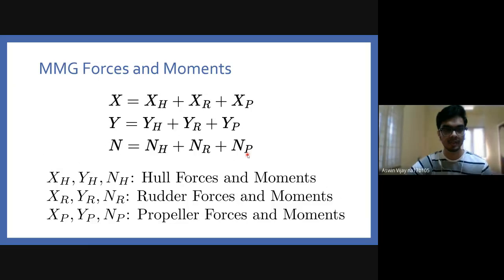Okay, so let's move on to the forces and moments. So in the MMG model, the forces and moments are divided into the hull forces and moments, the rudder forces and moments, and the propeller forces and moments. And I will explain how each of them are derived.